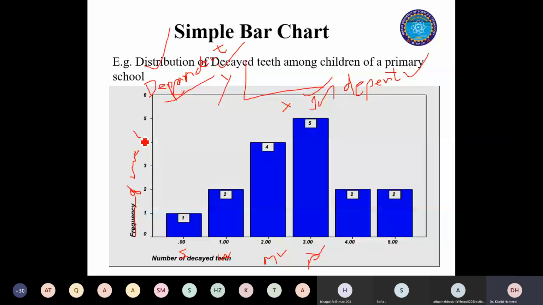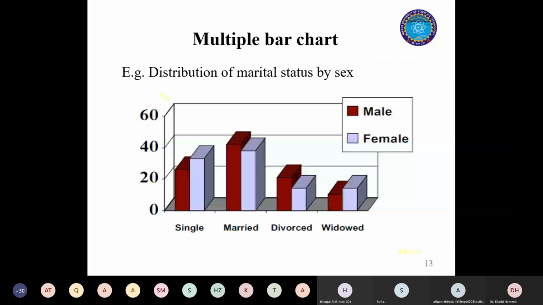So that's simple. When you are looking at frequency, as far as the season is concerned, that's the independent variable, and as far as the frequency of malarial cases is concerned, here it is the dependent variable. Do you have any question regarding the bar chart? And then I followed by the multiple bar chart.